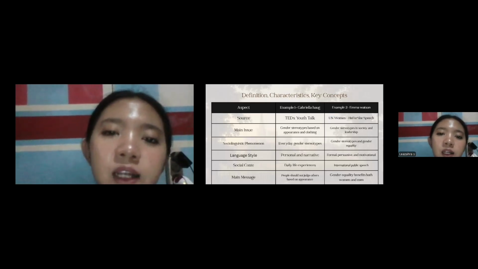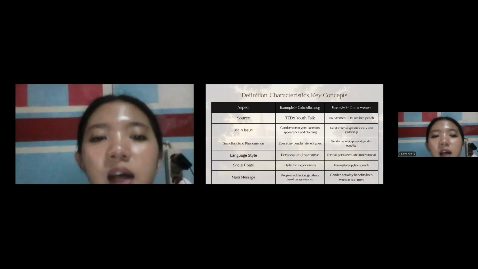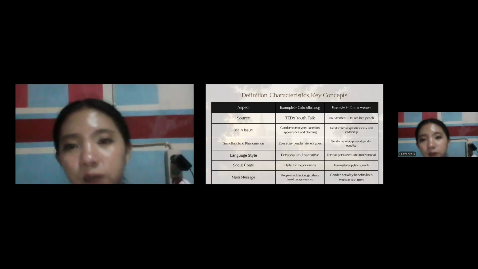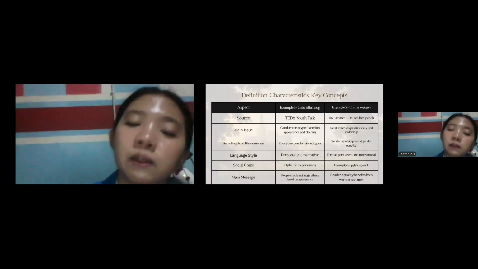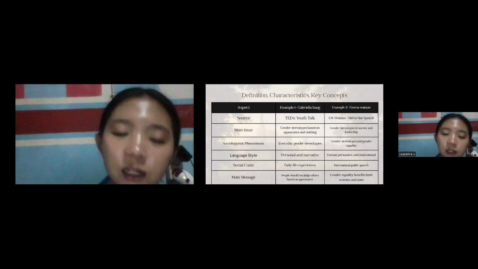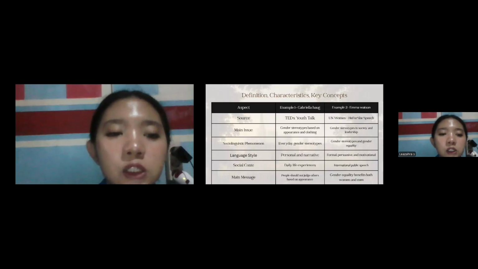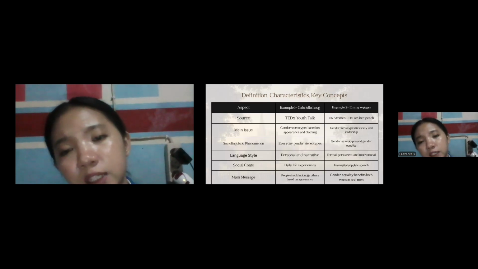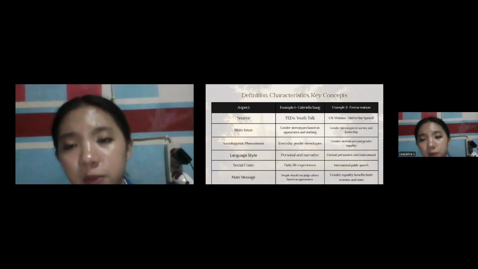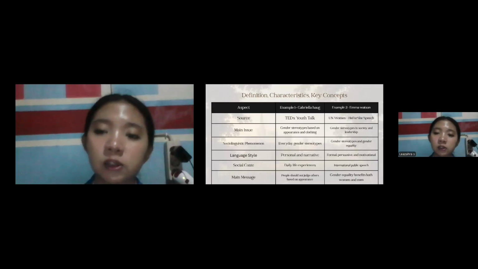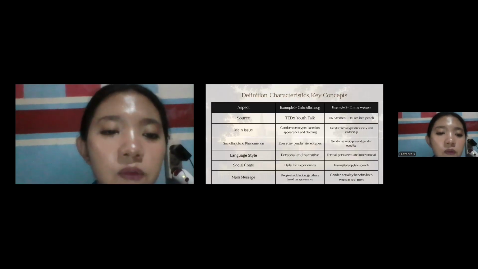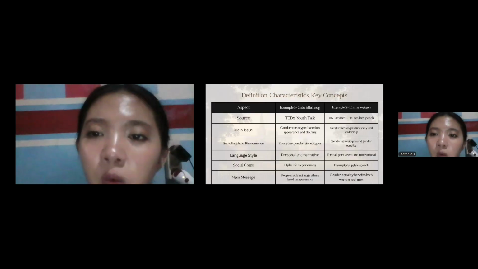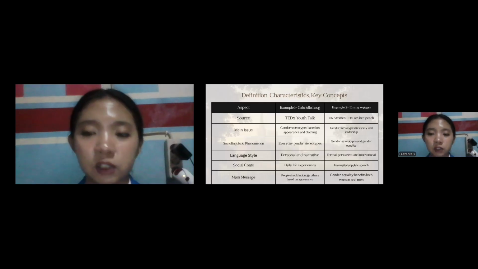From the aspect of source, in example 1 the main issue is gender stereotypes based on appearance and clothing, while in example 2 the main issue is gender stereotypes in society and leadership. For the sociolinguistic phenomenon, in example 1 Gabriela Hawk explained everyday gender stereotypes, while in example 2 Emma Watson explained gender stereotypes and gender equality. For the language style, in example 1 Gabriela used personal and narrative style, while Emma used formal, persuasive, and motivational style.